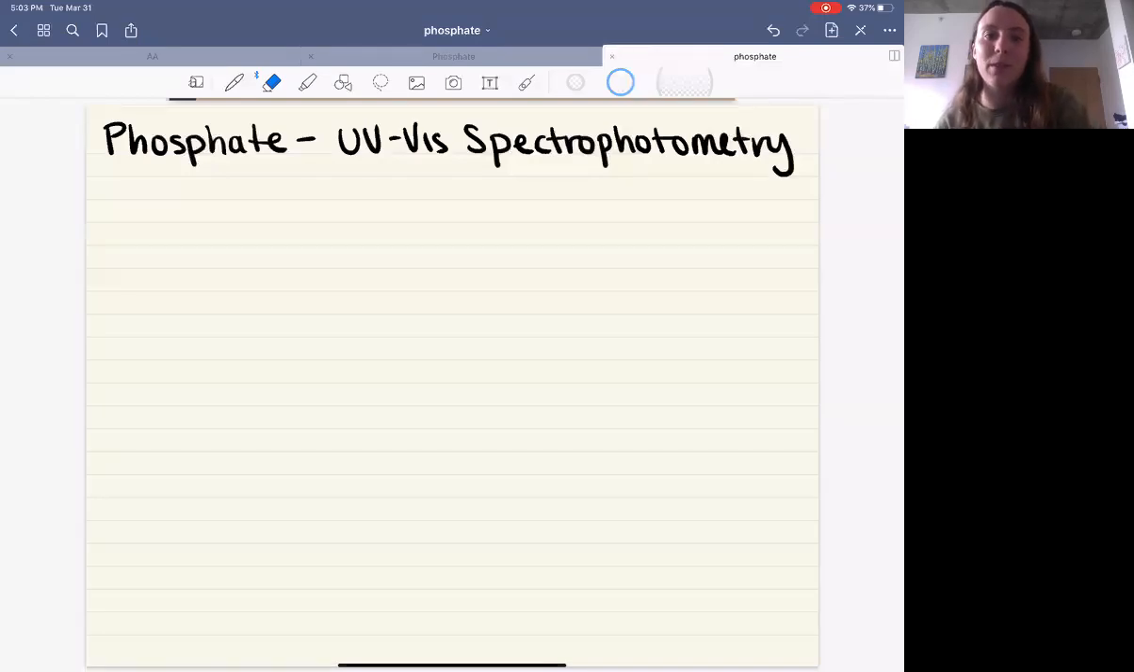Hey, so now we're doing the phosphate experiment in Chem 100A, and we'll be analyzing the phosphate concentration in low nutrient and contaminated seawater using the method of UV visible spectrophotometry. So phosphate, why is it important? It is present in making life, essentially. The phosphate groups are present in DNA and proteins and all sorts of things. And so that makes it very important for life.